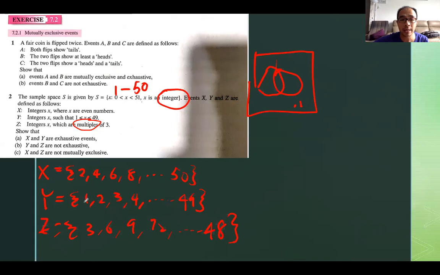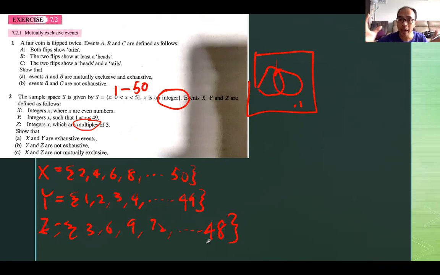So look at Y. Y is number 1 to 49. Z is number 3, 6, 9 until 48. Okay, so there is one number that is missing from the sample space. Ada satu nombor ni yang tercabut, terabaikan, okay, which is the number 50. Nombor 50 tiada dalam set ini dan tiada dalam set ini. Okay, so which is why Y and Z are not exhaustive.